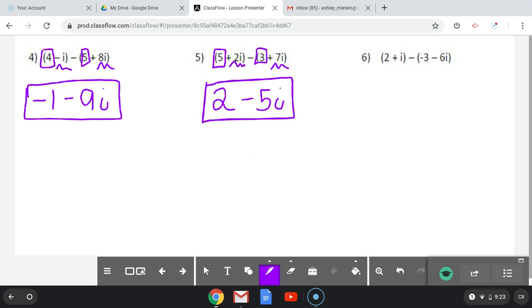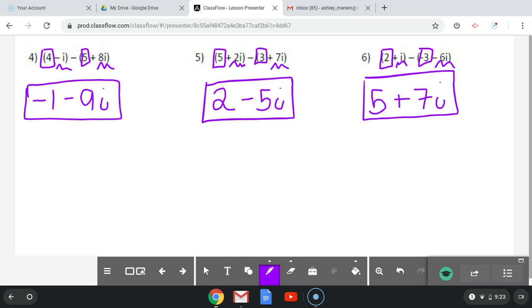Now with 6, you're doing a minus a negative. Remember when you do minus a negative, it becomes plus a positive. So 2 minus negative 3 really becomes 2 plus 3. So 5. And then i minus negative 6i. So minus that negative again becomes plus a positive. So 1 plus 6 gives me 7i. Be careful with those signs with the minuses. If you like to distribute the minus sign first, go ahead and do that. I just like subtracting.